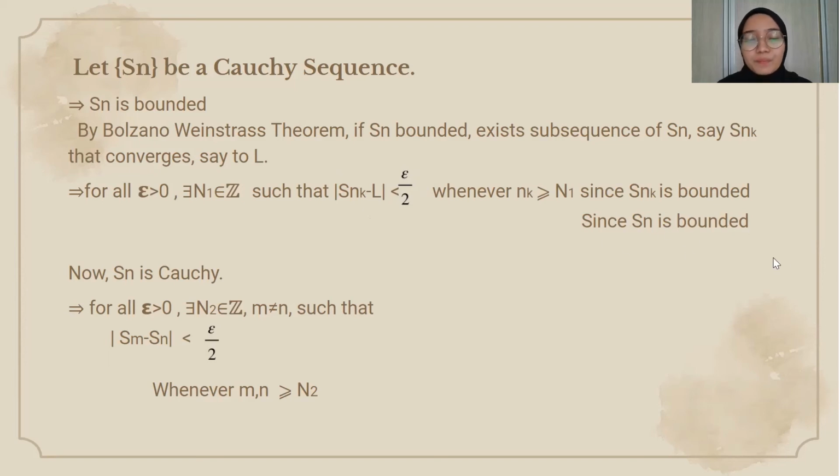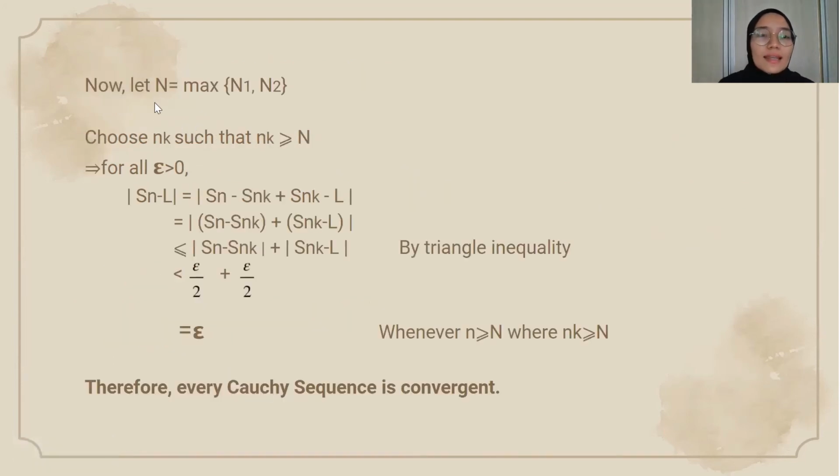since Snk is bounded and Sn is bounded. Now, Sn is Cauchy. So for all epsilon greater than 0, we have N2 in the integers, where m is not equal to n, such that |Sm - Sn| is less than epsilon over 2 whenever m and n are greater or equal to N2. So now we let N be the maximum between N1 and N2. So we choose nk such that nk is greater or equal to the N that we chose before.